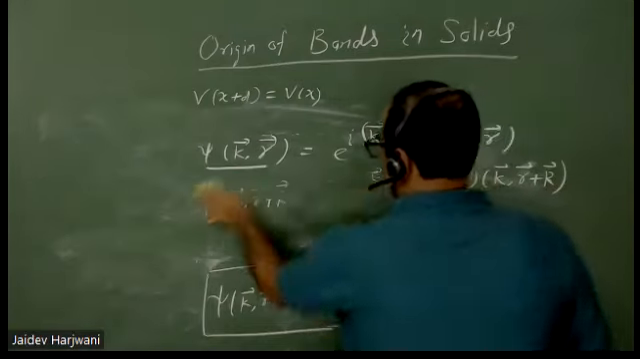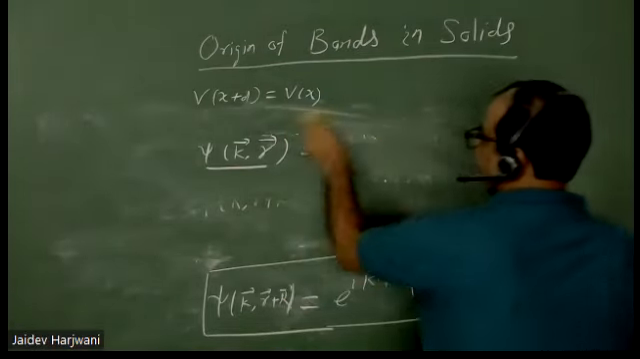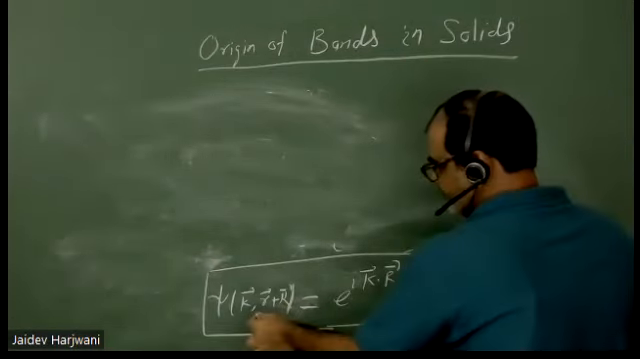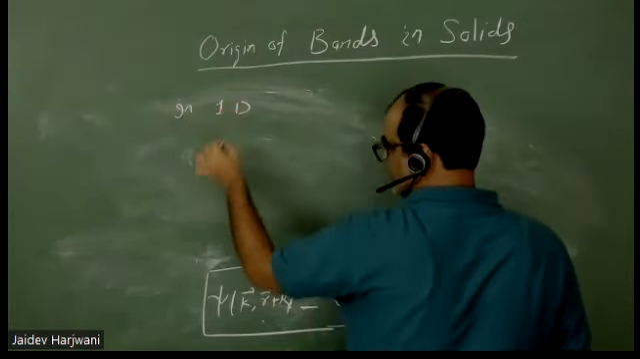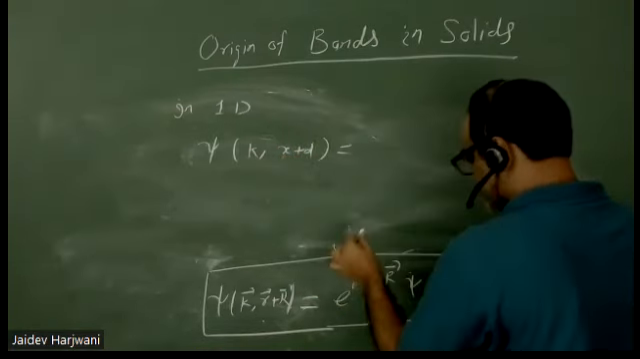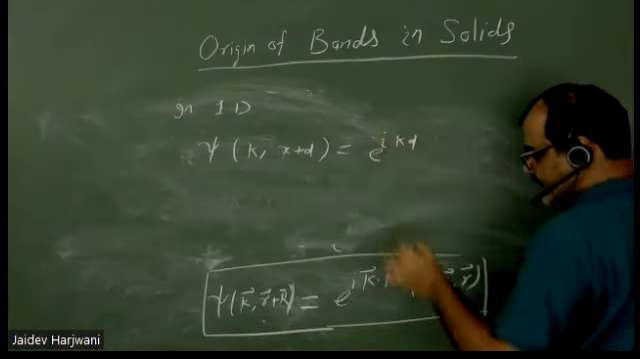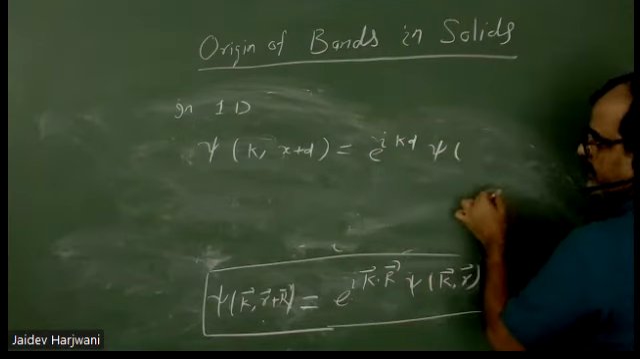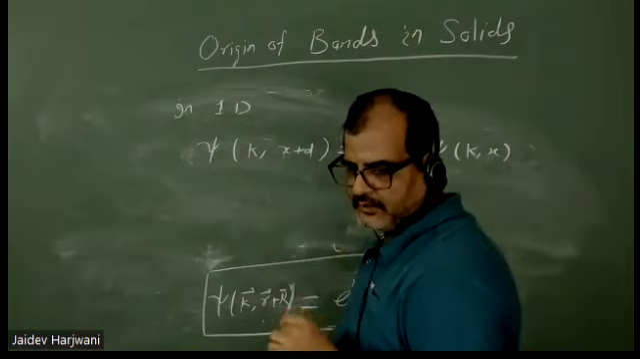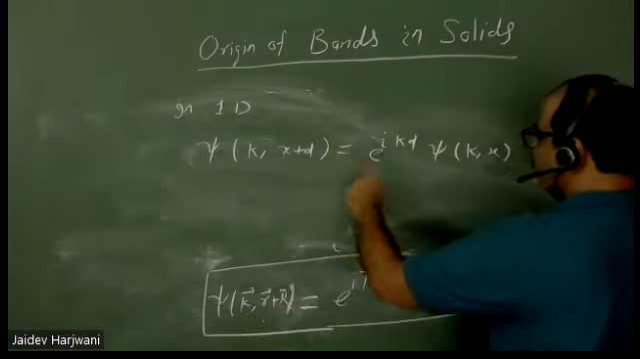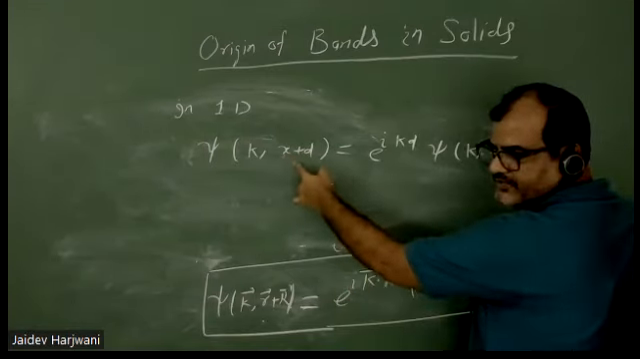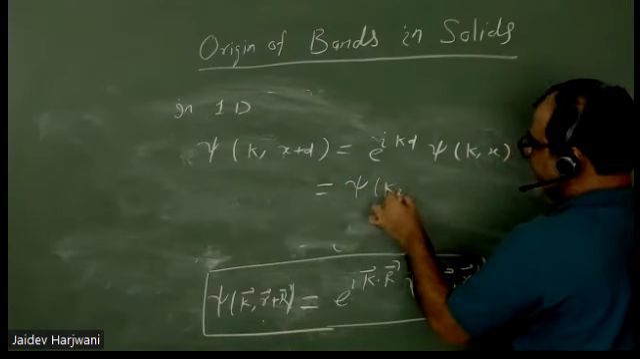So I'm saying that when I move, I'm writing it in one dimension. So in 1D, I can write psi k of x plus d, if the periodicity is d, as e to the power iota k d times psi k of x. So when I'm moving from x to x plus d, now these two functions are the same. Can I write it like this, since my wave function is also periodic?